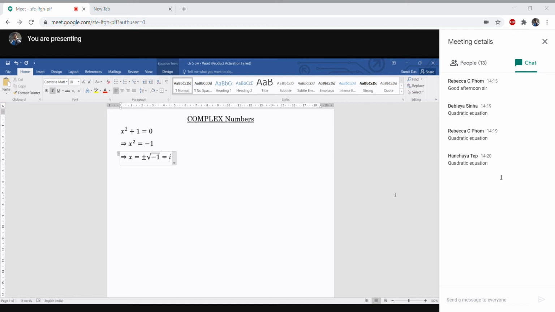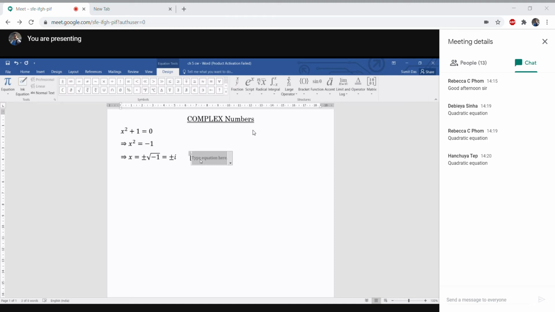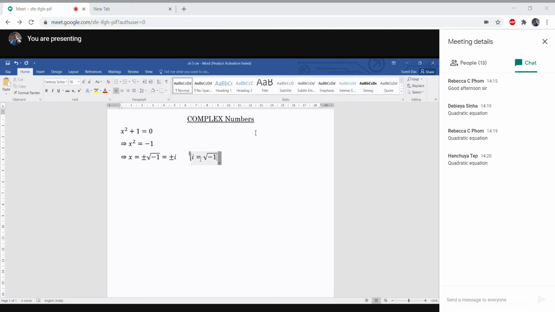Okay, obviously plus minus. This square root of -1 is i, where i equal to square root of -1. Okay, this is the thing we learn in this class.